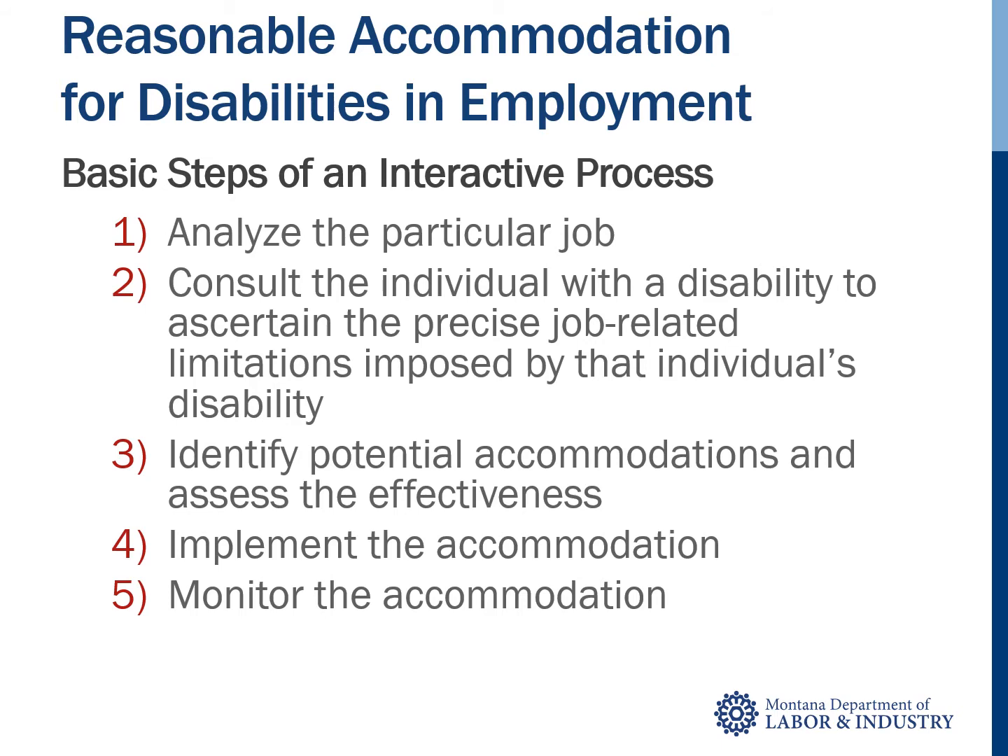But in most other circumstances, the basic steps are: first, analyze the particular job; second, consult the individual with a disability to ascertain the precise job-related limitations imposed by that individual's disability; third, identify potential accommodations and assess the effectiveness; fourth, implement the accommodation; and fifth, monitor the accommodation. Next, we are going to review each of these steps in a little more detail.